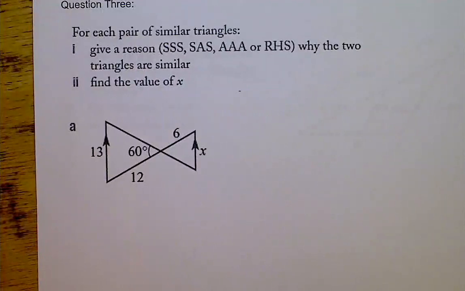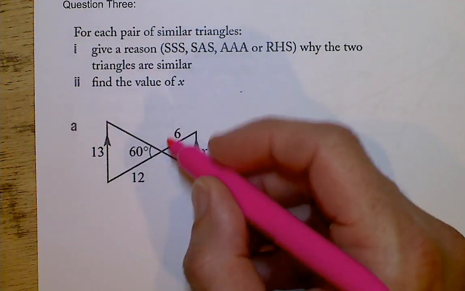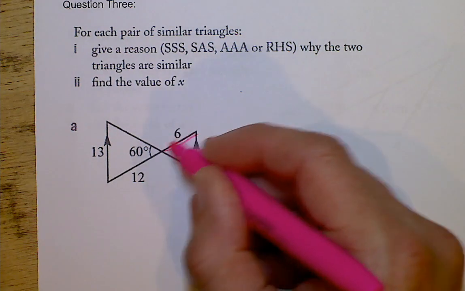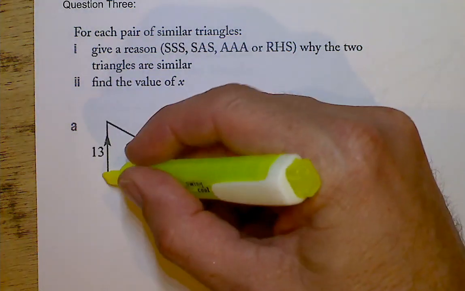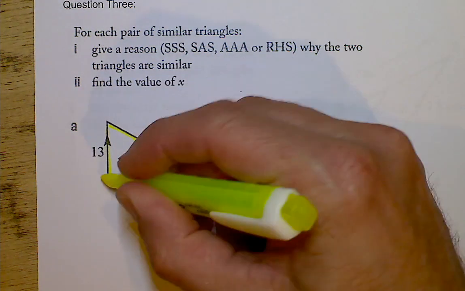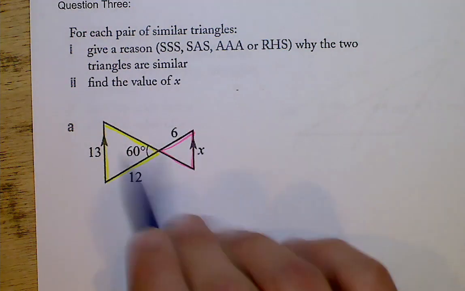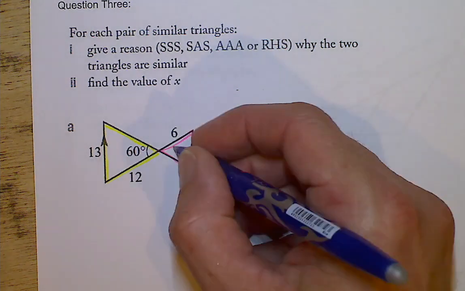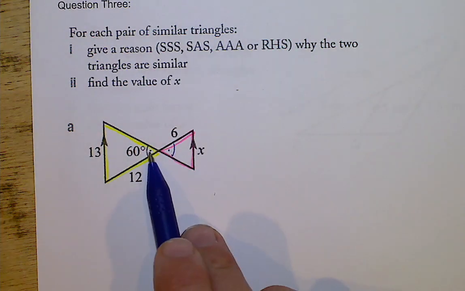Okay, so let's look at another question. We've been asked in this question to give a reason why the two triangles are similar. So we've got to determine if it's side, side, side, side, angle, side, angle, angle, angle, or right angle, hypotenuse, side. Okay, so I've got a smaller pink triangle and a yellow triangle that's slightly larger. So one's been enlarged or one's been reduced. I can see that x and 13 are opposites, so they're corresponding.